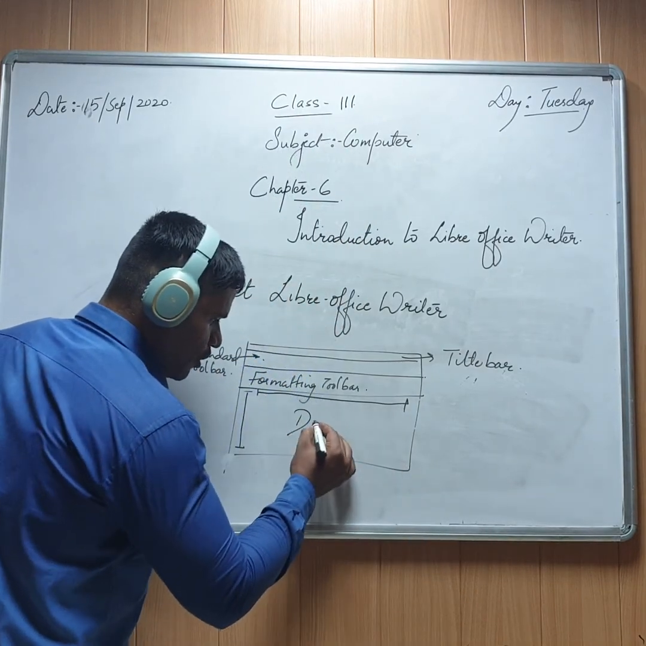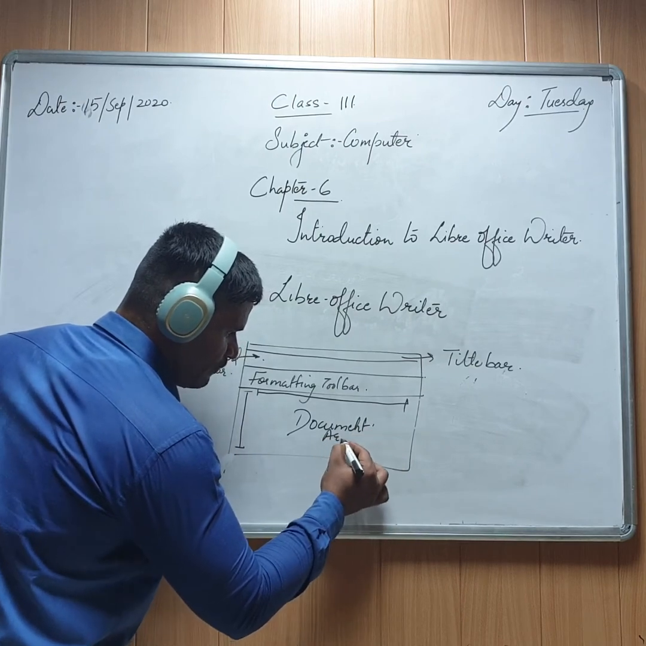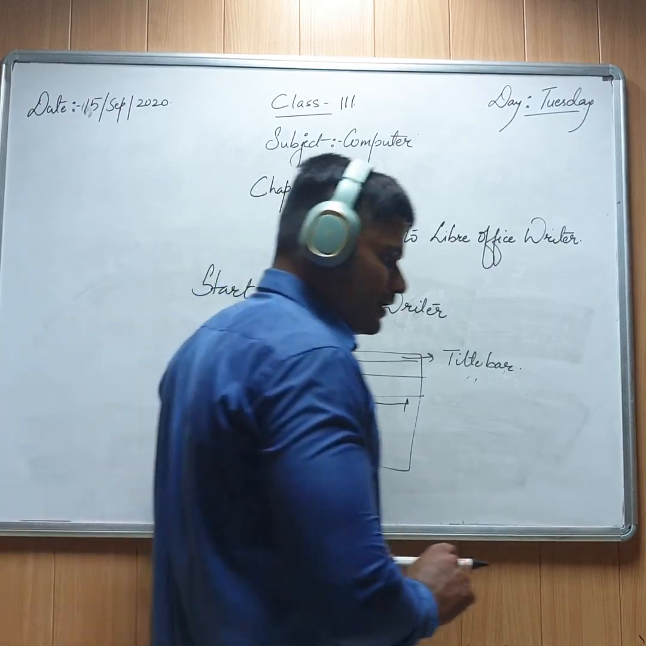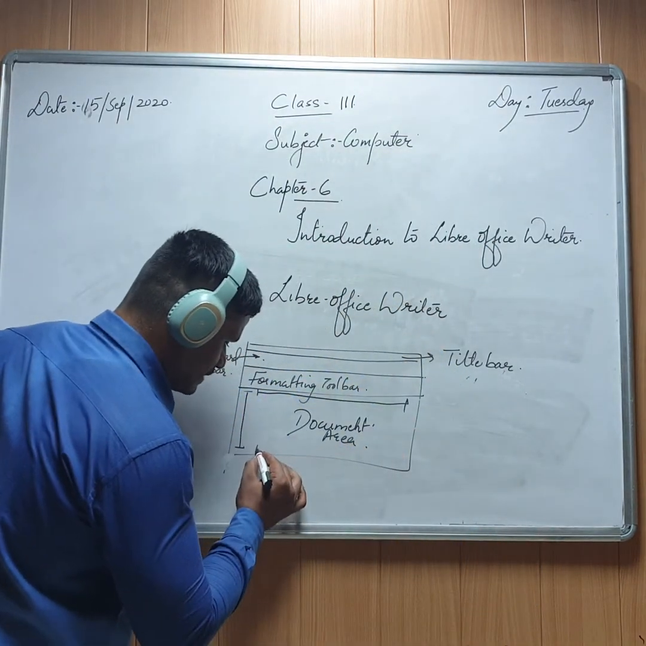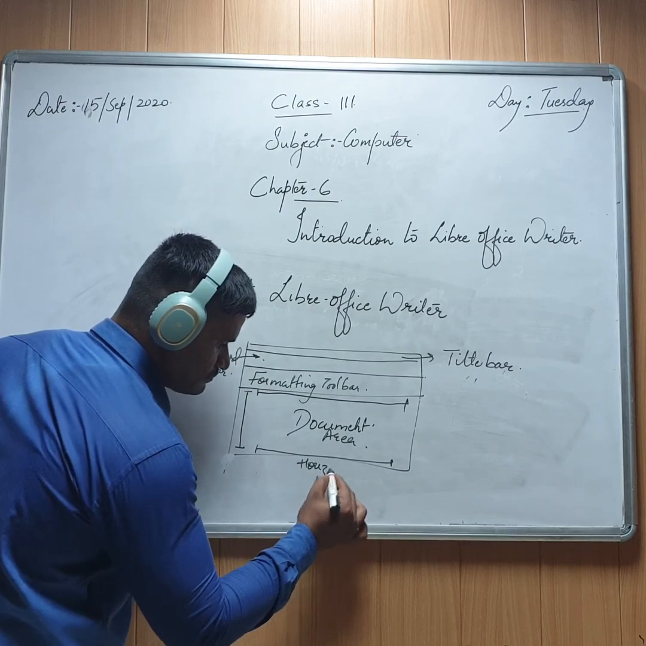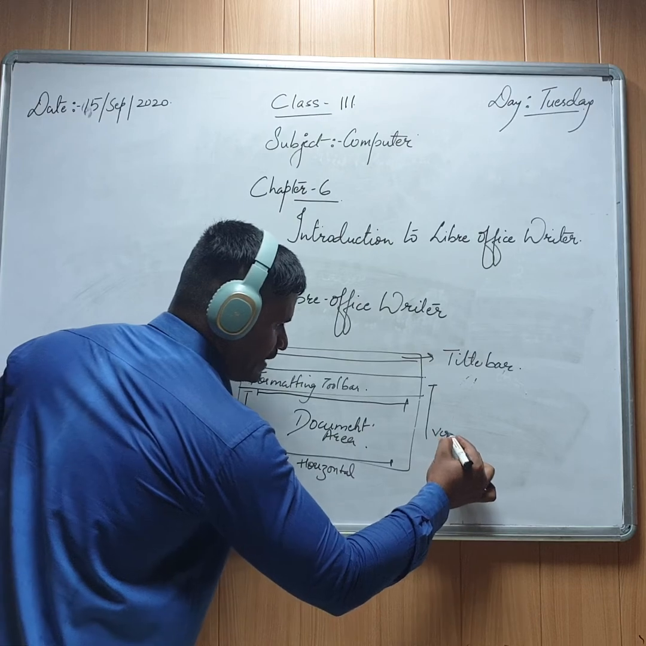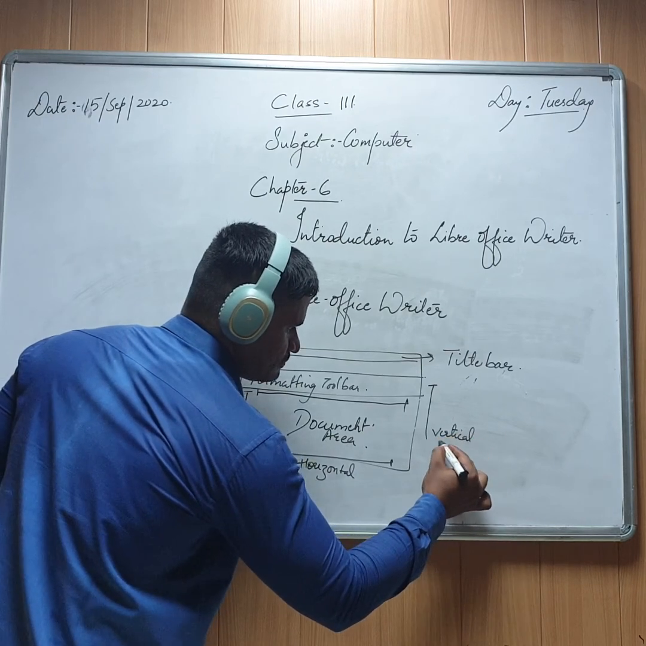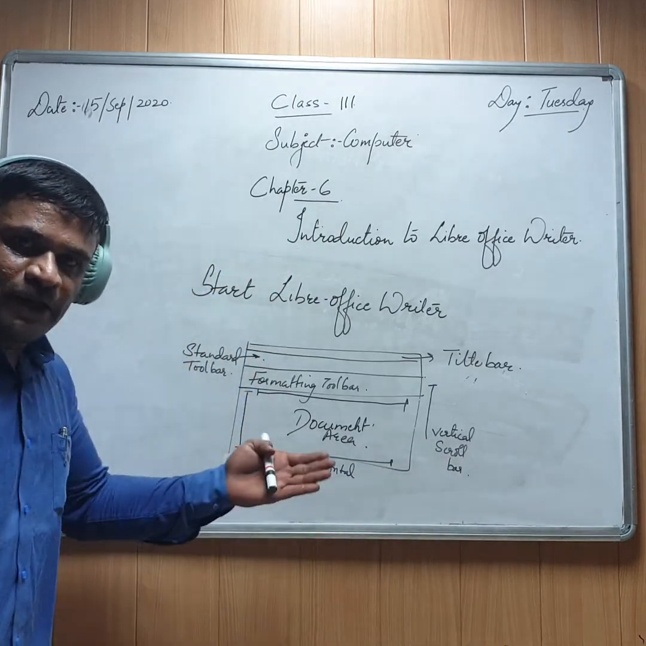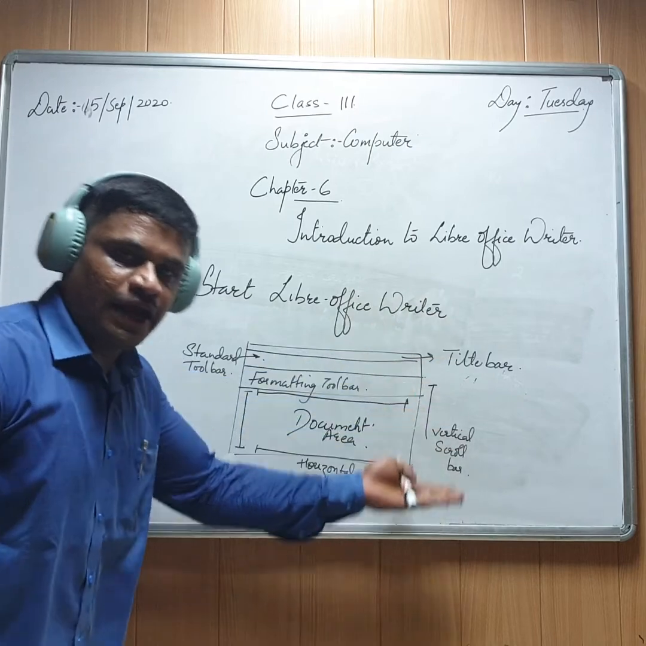Then we have a document area. This is the general area where you type. Then we have the scroll bars. One is your horizontal scroll bar, and the other is your vertical scroll bar, to scroll your page left and right, up and down.